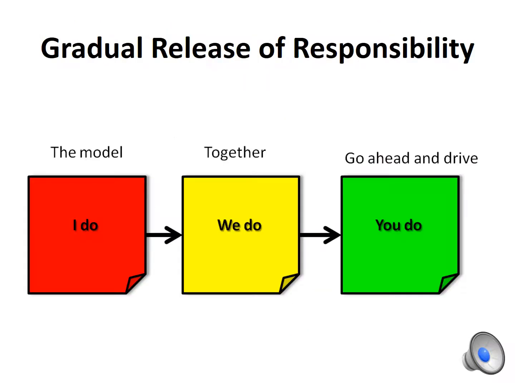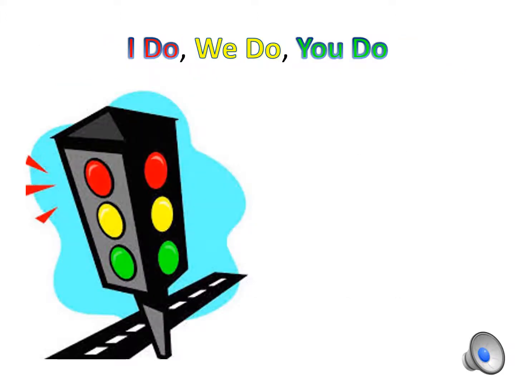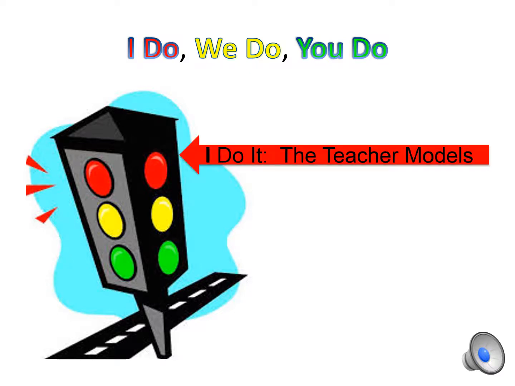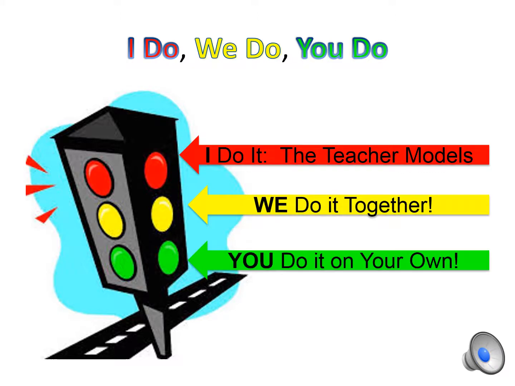Let's learn about those. First, I do, we do, you do is called the gradual release of responsibility. You are slowly giving responsibility to the students through this model. Let's look at these another way. So when you teach something or you give instructions or directions for something, I do means the teacher models or shows the right way. We do means we do it together, the teacher and student. You do means you do it on your own. The students do it on their own, by themselves or in a group or pair.